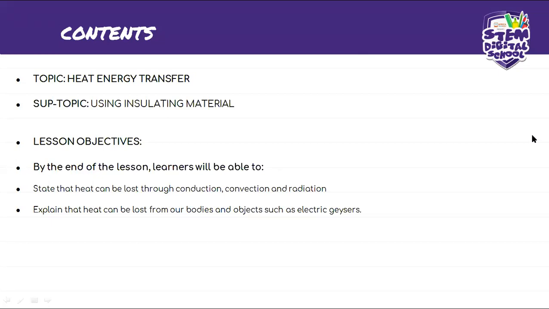All right, so we are going to look at the lesson objectives. By the end of the lesson, we should state that heat can be lost through conduction, convection, and radiation. And we should also explain that heat can be lost from our bodies and objects such as electric geysers.